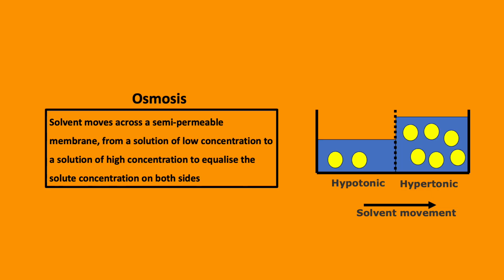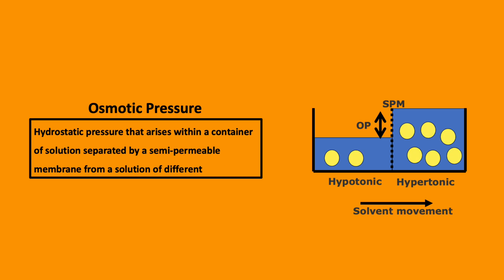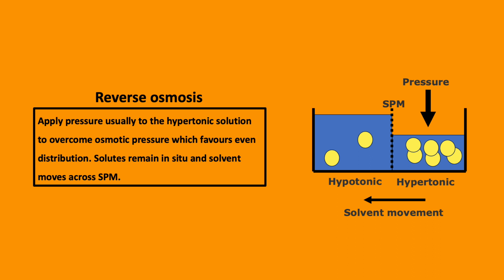Osmosis. A solvent moves across a semi-permeable membrane from a solution of low concentration to one of high concentration in order to equalise the solute concentrations on both sides. Osmotic pressure is the pressure caused by the difference in the amount of solutes between the two solutions separated by a semi-permeable membrane. Essentially, the osmotic pressure is the pressure needed to stop the flow of fluid through the semi-permeable membrane via osmosis.